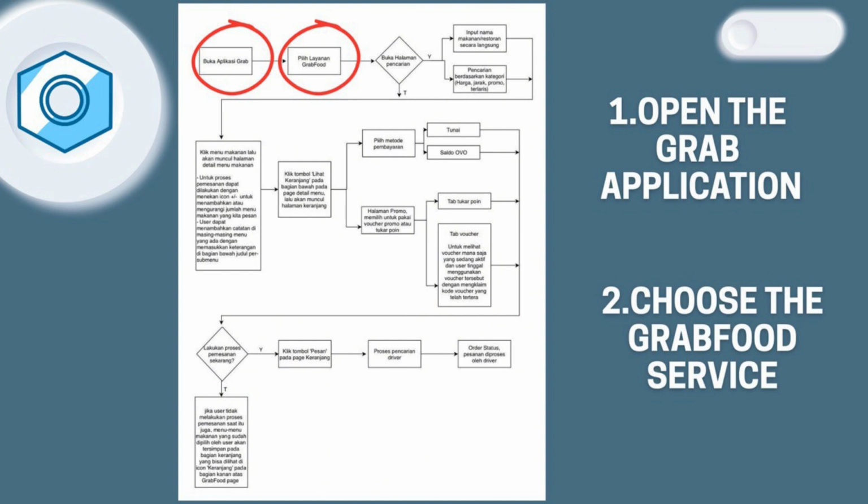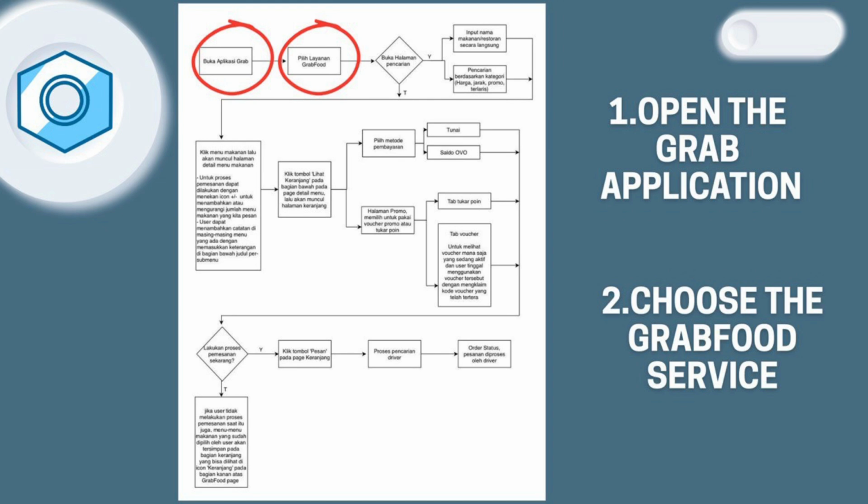So in the AND systems, both conditions must be true to proceed, where the user must open Grab and select the Grab service to continue the ordering process. In conclusion, opening the Grab application and choosing the Grabfood service use AND logic. In other words, the user must open the Grab application and choose Grabfood in order to proceed to the next stage of ordering.